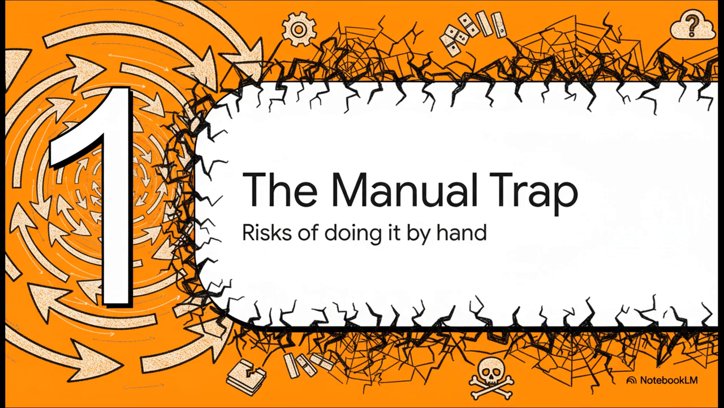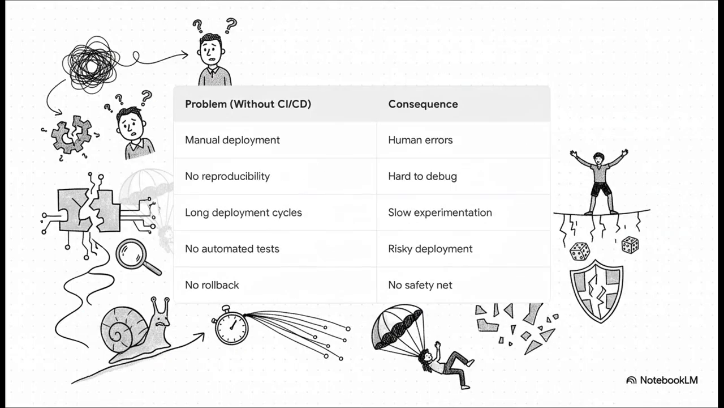Let's just call this what it is, the manual deployment trap. It feels faster in the beginning, right? Just copy some files over, restart a server. But what you don't see are all the hidden dangers that are slowly creeping in, ready to undermine your entire ML system. And this is where that pain really starts to show.